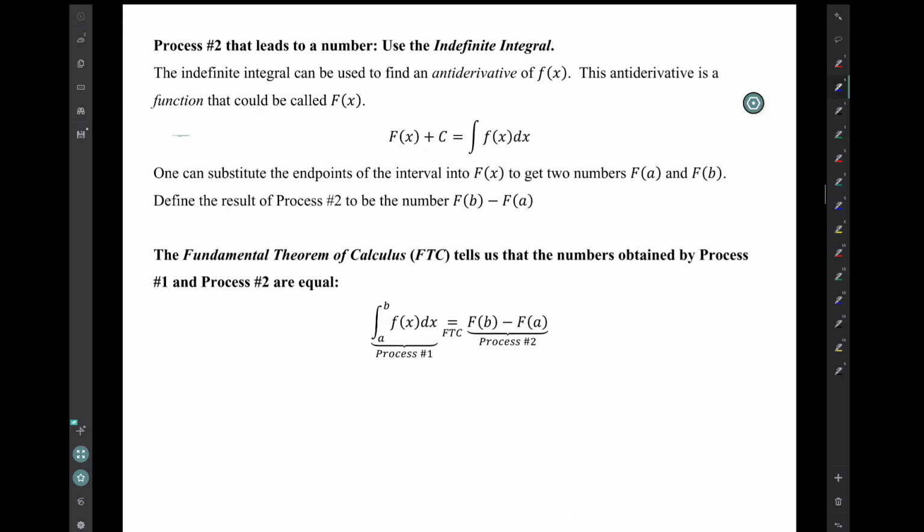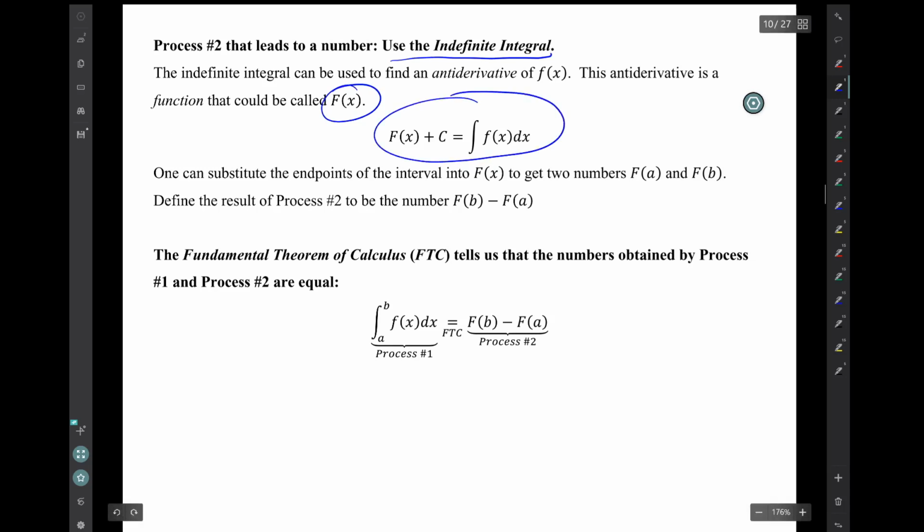Process two that leads to a number involves using the indefinite integral. The indefinite integral can be used to find an antiderivative of little f of x. That antiderivative is a function that could be called capital F of x. Then one substitutes the endpoints of the interval into capital F of x to get two numbers, capital F of a and capital F of b. And then we define the result of process number 2 to be this number, capital F of b minus capital F of a. That number is the result of process number 2.